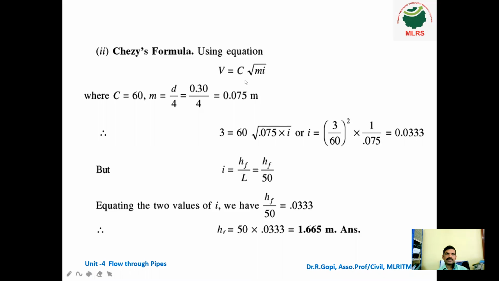So using Chezy's formula, V equal to C root mi, C is 60 and m is equal to D by 4. Substitute all the values in this formula. So i is the unknown. i is equal to hf by L. We need only hf, the head loss due to friction. So now multiply, hf is equal to i into L. So hf is equal to 1.665 meter.